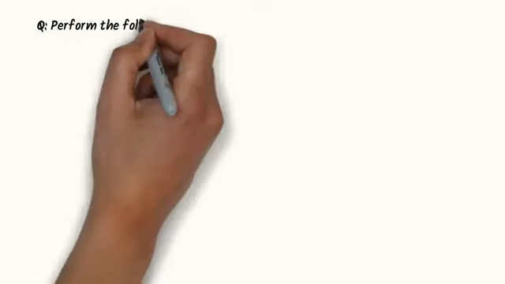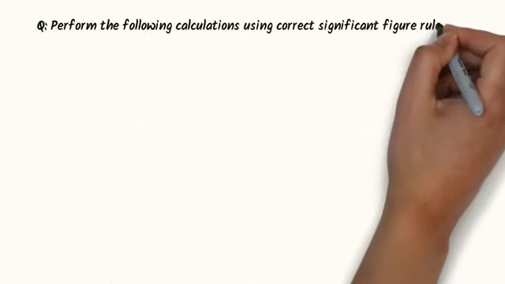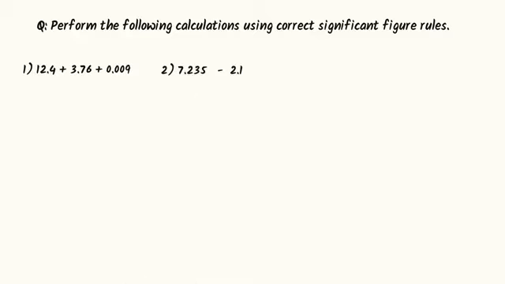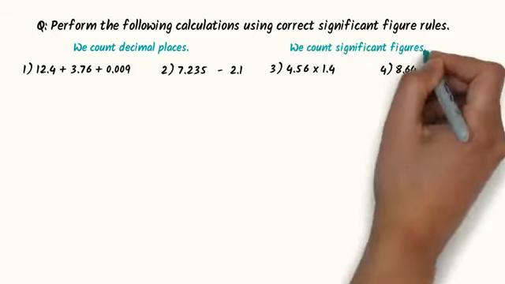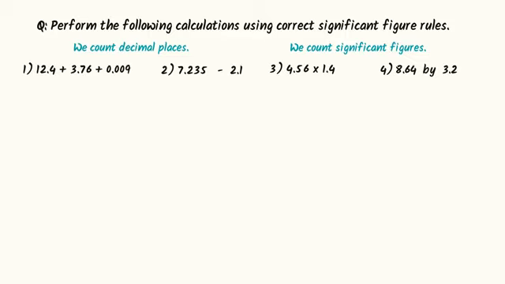Now consider the final question. This is where students lose the most marks. We need to perform calculation and apply the correct rules. Remember that addition and subtraction go by decimal places, while multiplication and division go by significant figures. Let's go through each part.